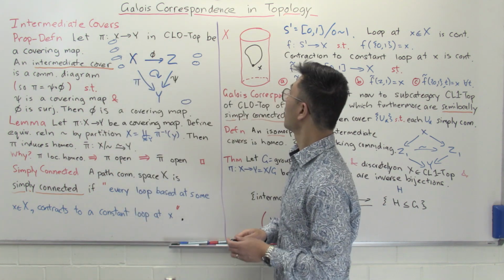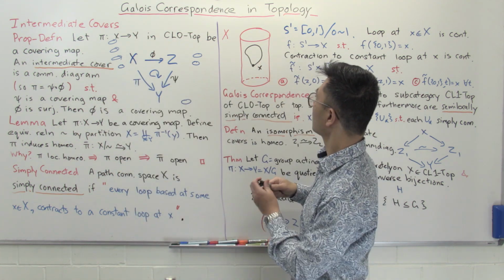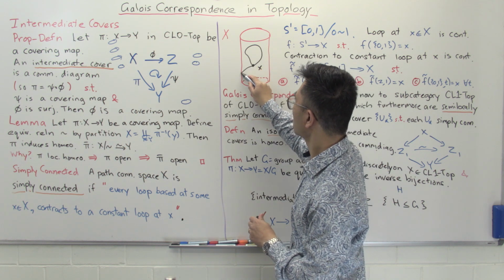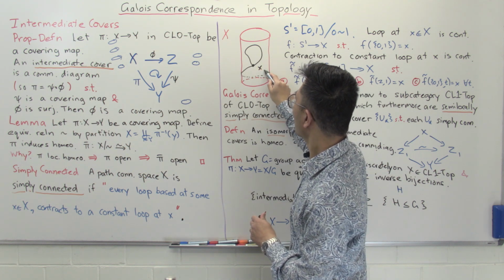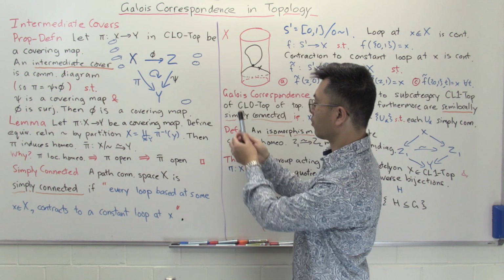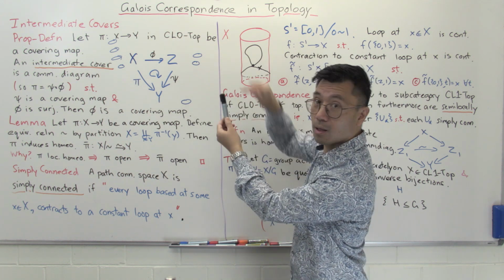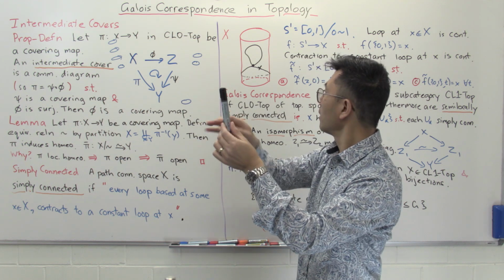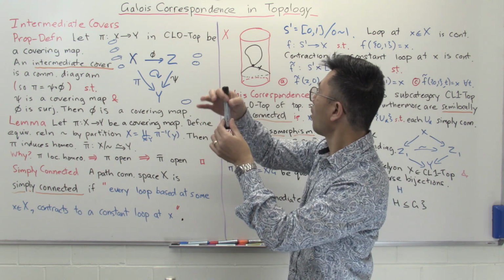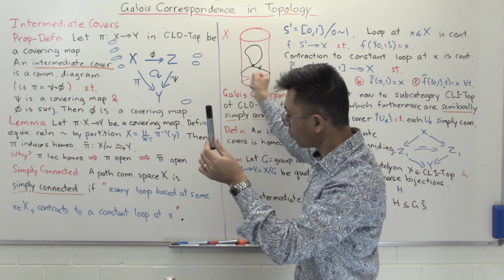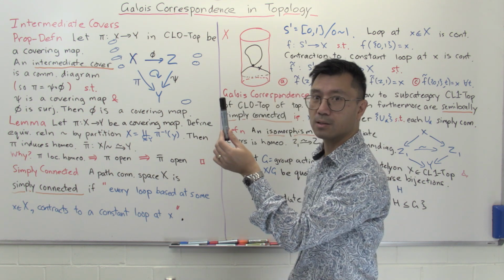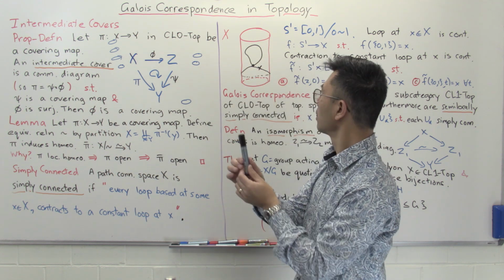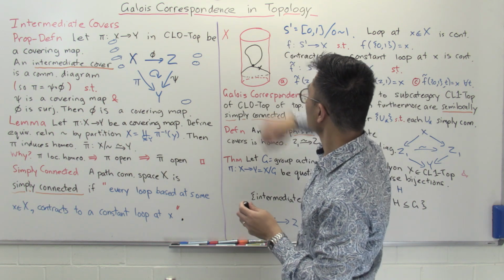Now if I picked a loop that goes around the cylinder instead, so maybe it goes down like this and then back up, for example, it just goes around this pen, then it doesn't matter how you move it along the cylinder, you won't be able to squash it down to the constant loop at x. So that's what's happening with this cylinder here.